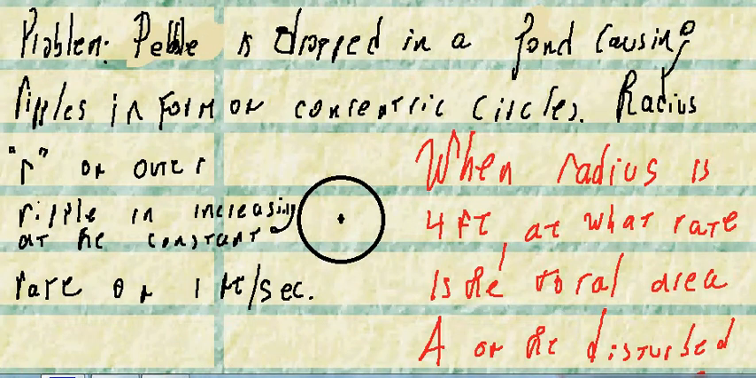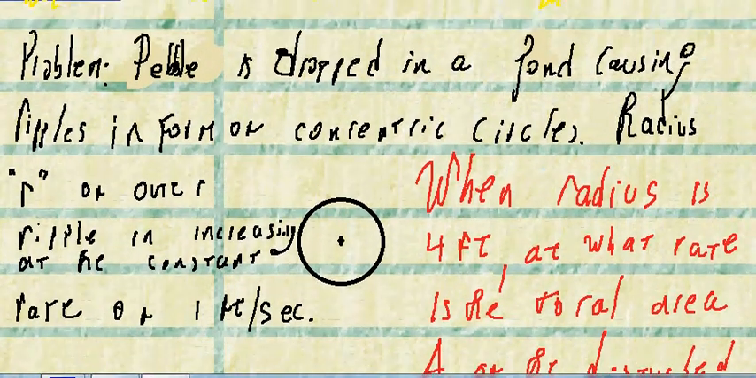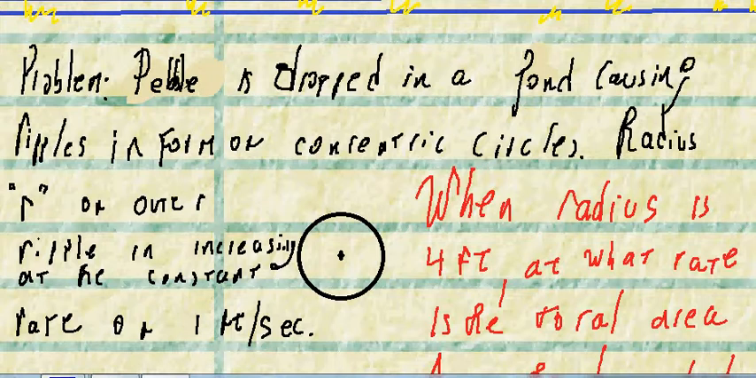All right, so in this problem, I'm going to do a word problem. We have a pebble that we drop in a pond. This pebble is going to cause ripples in the form of concentric circles. So you drop this pebble in the pond.